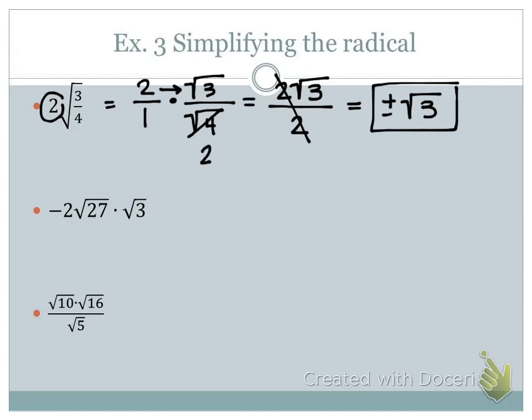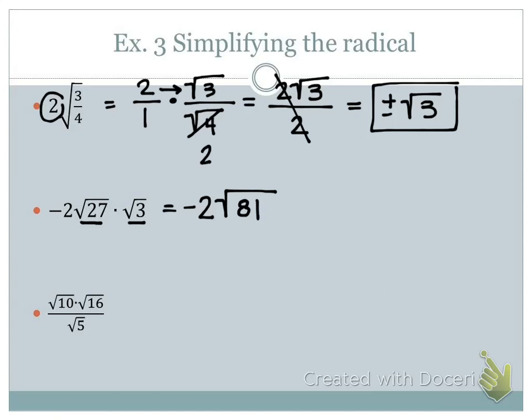Okay, let's look at this next problem. Negative 2 times the square root of 27 times the square root of 3. Dalton, what are my like terms in this problem? 27. Exactly. So guess what I can do? I'm going to keep this negative 2 exactly where it is, and I'm just going to multiply my like terms. What's 27 times 3?